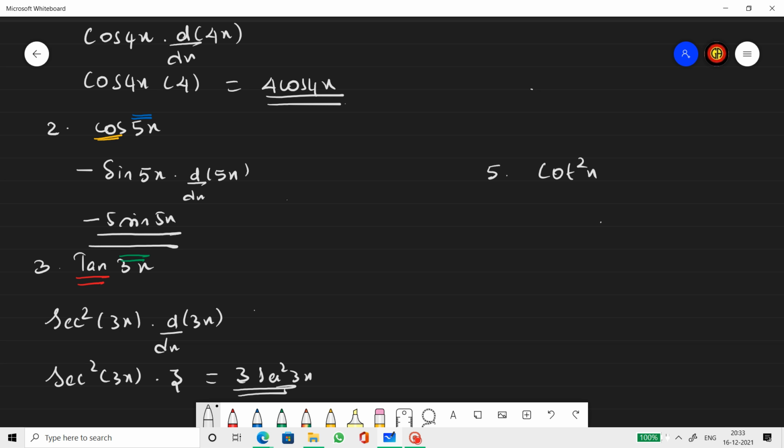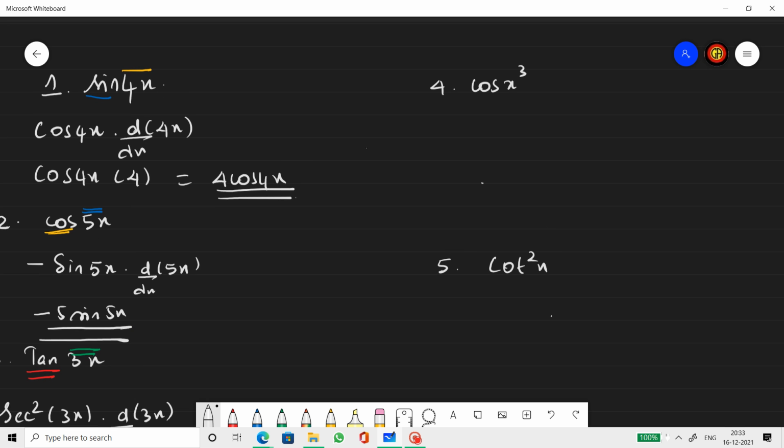This is the third one. Now the fourth question. Here it is cos x cube. So the main function is cos, the sub function is x cube. It is not cos cube x, it is cos x cube. If it was cos cube x, we will take it as cos x the whole cube.